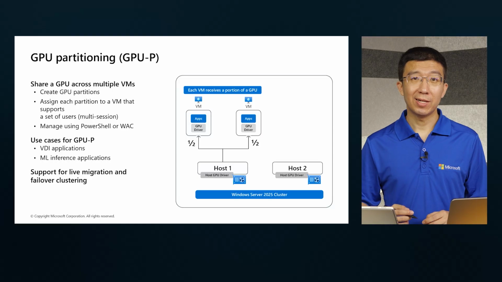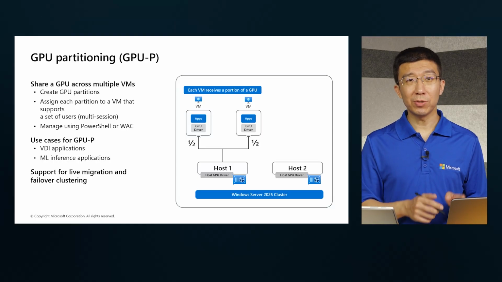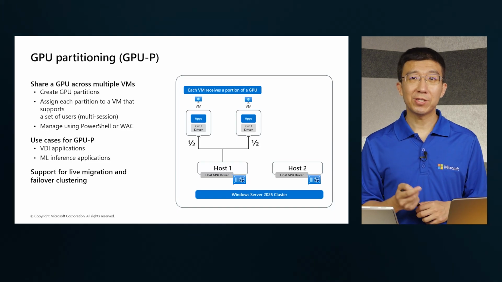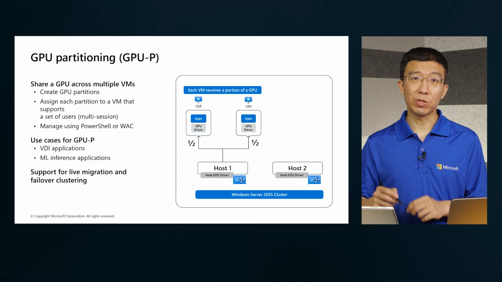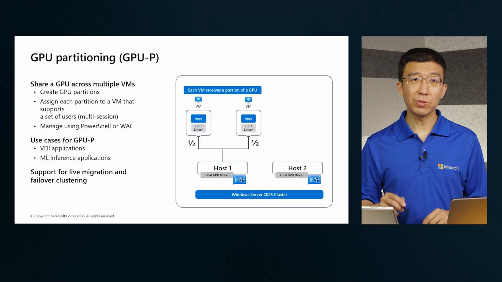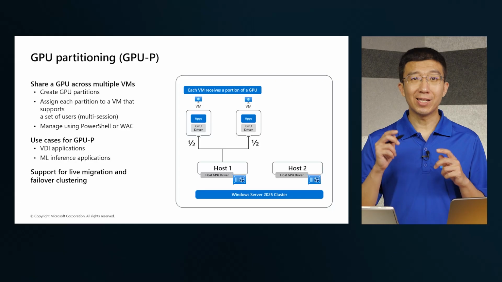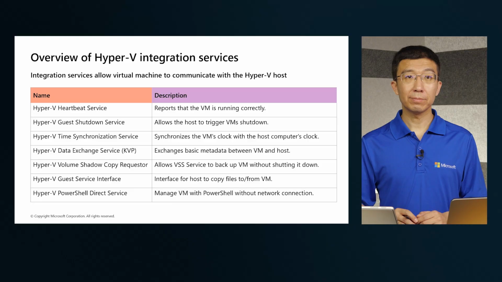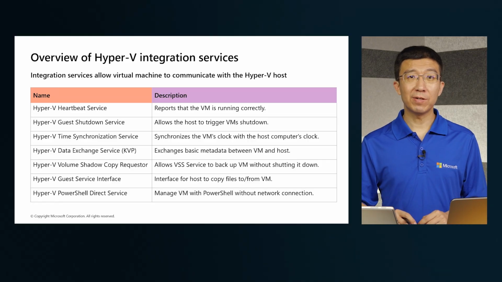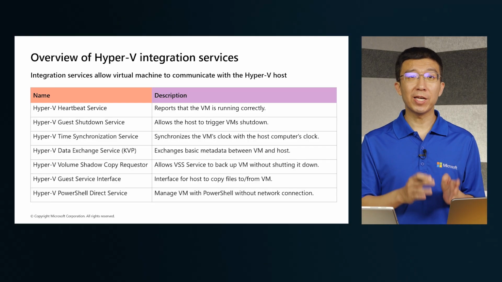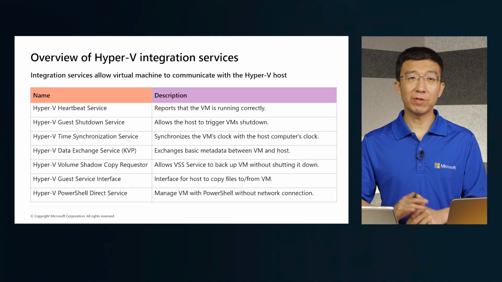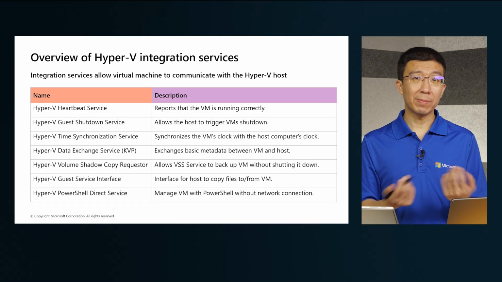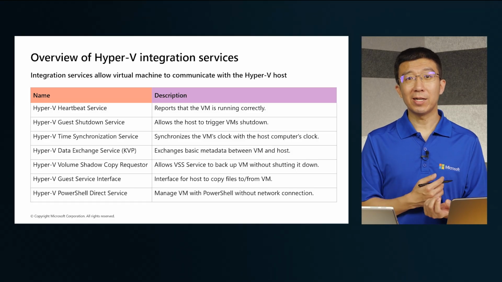GPU partitioning lets you share a single GPU among multiple virtual machines. Each VM gets a predictable share of GPU resources. This reduces infrastructure costs and increases scalability. Integration services are components that allow VMs to communicate with the Hyper-V host. Some services are essential for monitoring and backup, while others add convenience.